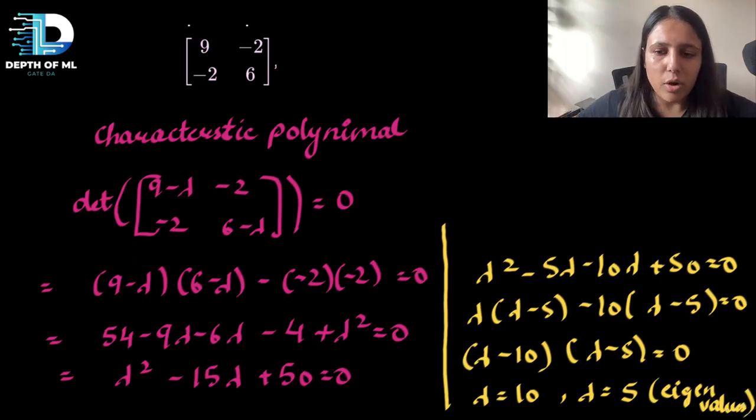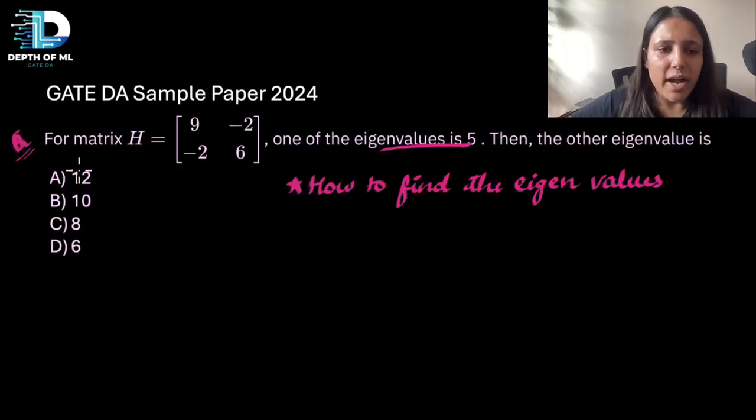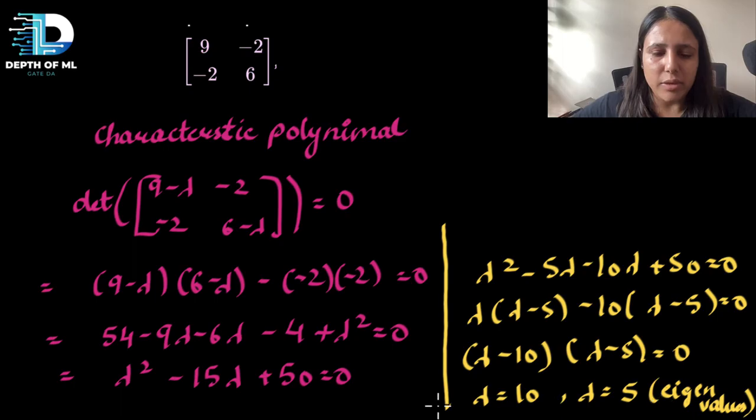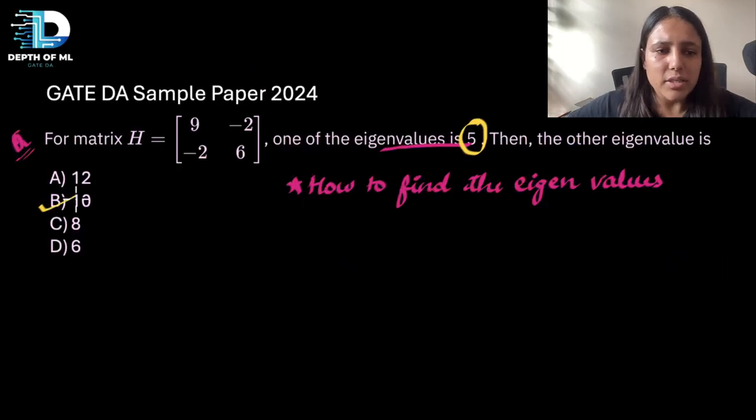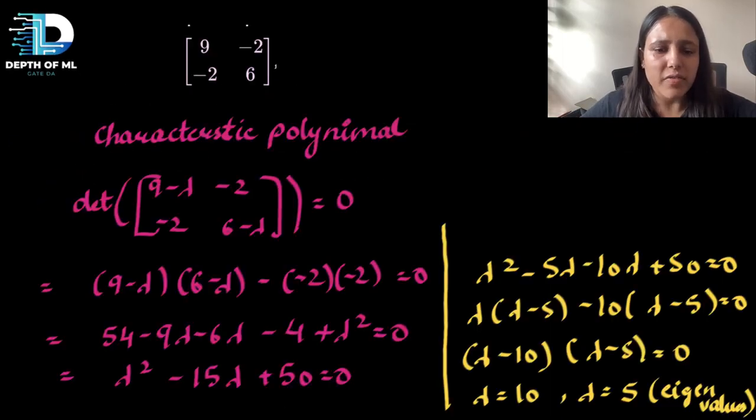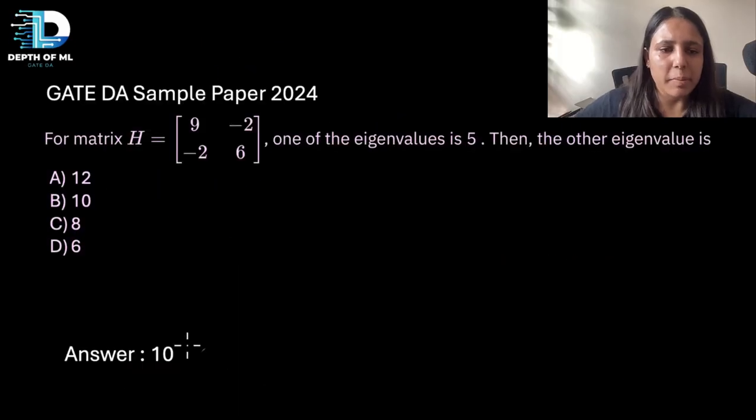Now let's look at the options that we had. The options we had were 12, 10, 8 and 6. One of the eigenvalues given to us is 5, so the remaining eigenvalue is 10, right? So the answer is 10. Fine. So this is a very easy question that was given in the sample paper, and the answer is 10.